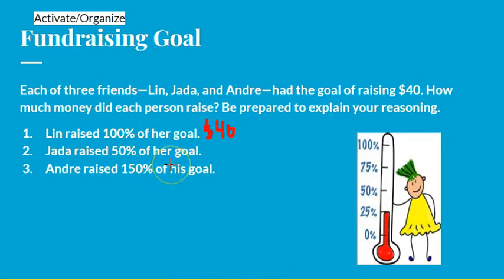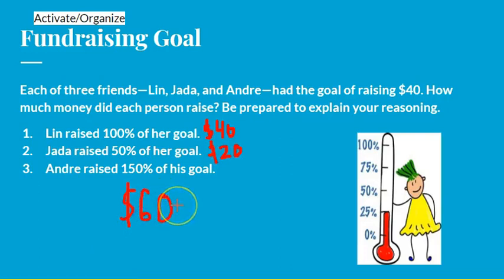What about Jada raising 50% of her goal? Yeah, that's halfway to 100%. So half of 40 would be 20, so she raised $20. What about Andre raising 150% of his goal? Well, we know that 100% is 40, and half of that would make 50%, and that was 20, so 20 and 40 together gives us $60.